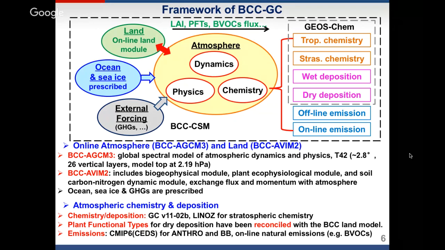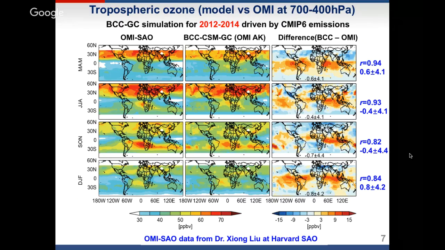In the next few minutes, I would like to show you some evaluation of the model. We have used the model to conduct a 3-year simulation driven by CMIP6 emissions. Here we compare ozone with OMI satellite observations at the middle troposphere where OMI has a high sensitivity. And we can see the model captures well the higher ozone in the northern mid-latitudes with pretty high spatial correlations for all seasons.